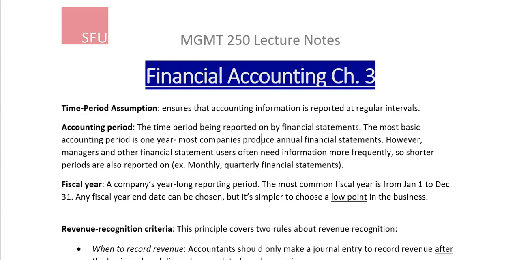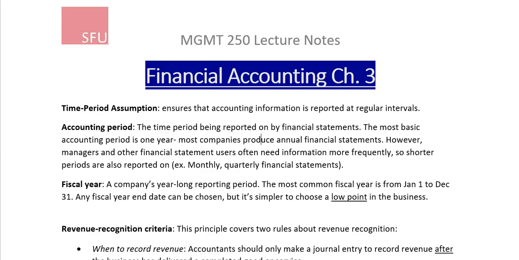The accounting period is what is reported by the financial statements. The most basic one is 1 year. Most companies produce annual financial statements. However, managers and other financial statement users often need information more frequently, so shorter periods are also reported on. So some examples, there might be monthly reporting, there might be quarterly reporting. Those are pretty common.